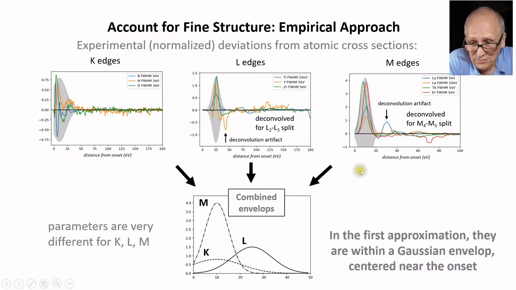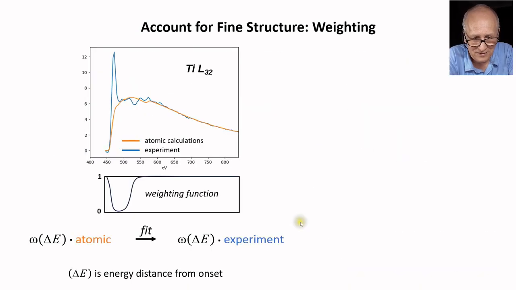Currently, we use simply a Gaussian envelope. And what is important, these envelopes are very different for K, L, and M edges. For M edges, they are really extreme. Well, good. So it's just an empirical observation. How do we use that for fitting? Let's introduce a kind of weighting function. So we multiply both experiment and calculation by this weighting function and then make a weighted fit.